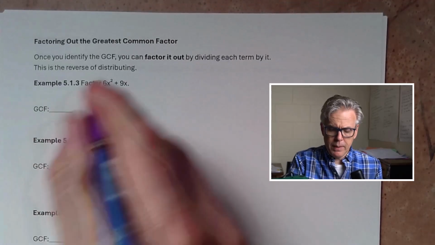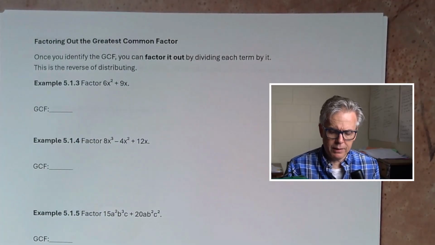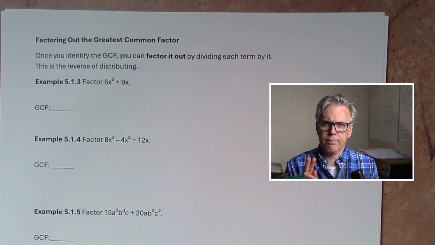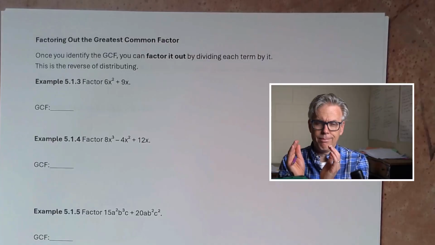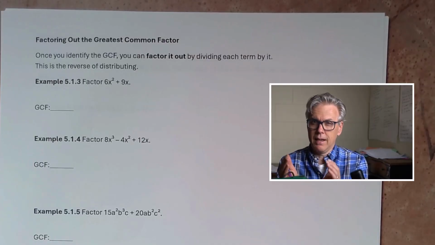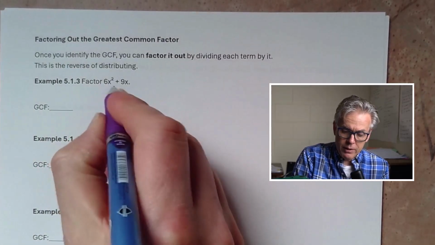So often we're presented with a polynomial that may look like this: 6x squared plus 9x. Here we have two steps, sort of mentally. We first want to identify the GCF, the greatest common factor, and then factor it out. Often you'll have parentheses with something left over. Here we have a binomial, two terms.